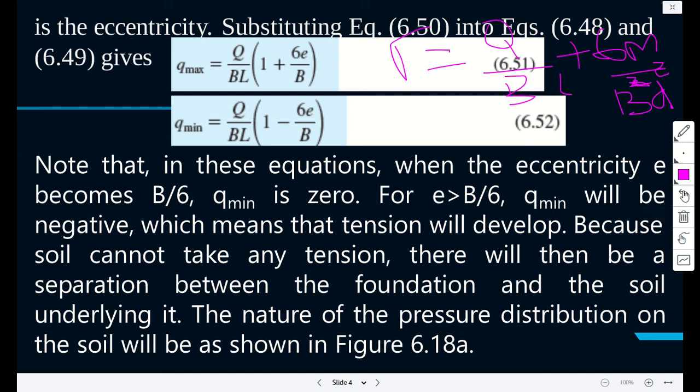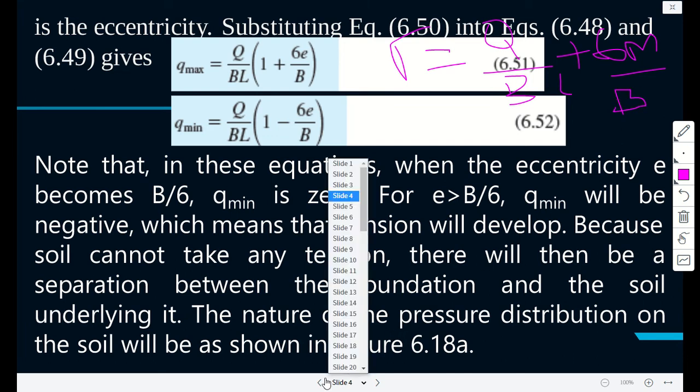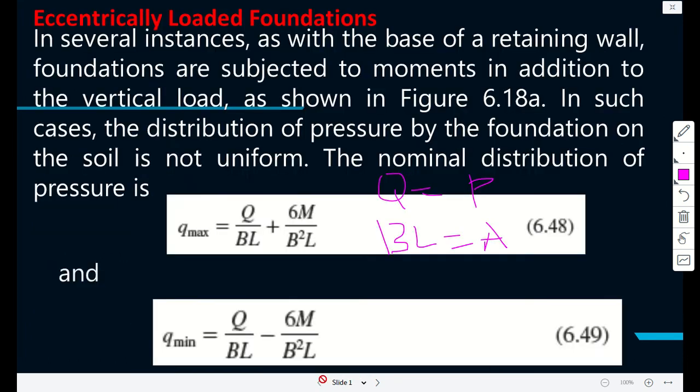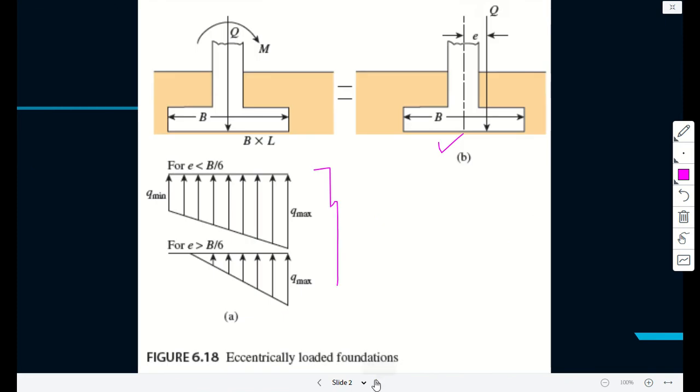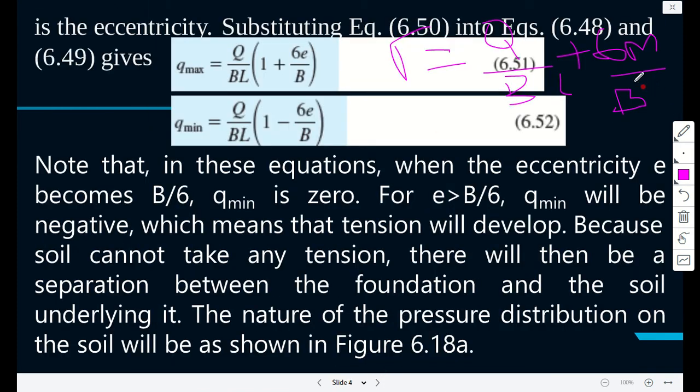Just a minute. BL squared, right? B squared L, sorry. B squared L. So in this equation, if we substitute M equals QE, then you end up there. The same for the minimum equation. If you substitute M equals QE, then you end up here.